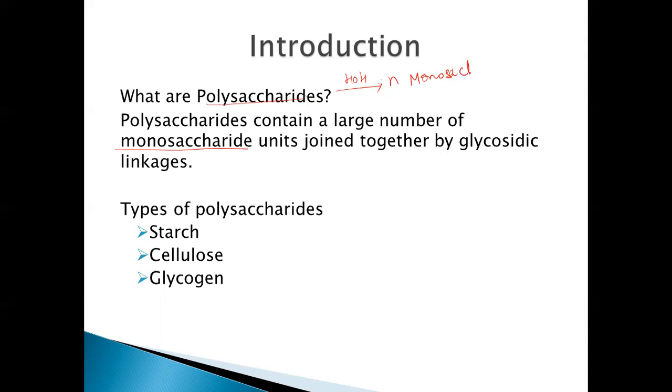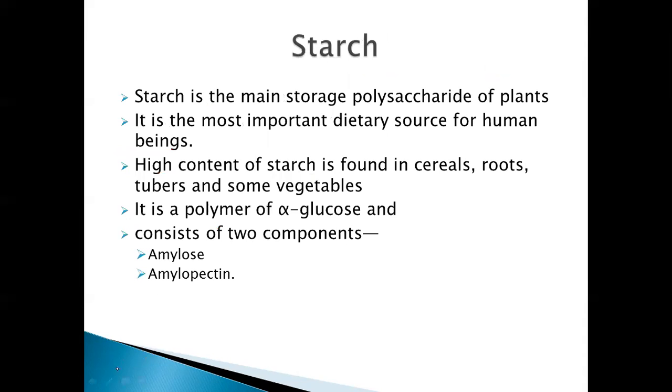That means in these polysaccharides, the monosaccharide units are connected by means of an oxide linkage, also called a glycosidic linkage, by the removal of a water molecule. So a polysaccharide is a carbohydrate containing a large number of monosaccharide units connected by glycosidic linkages, or oxide linkages, by the removal of water molecules. We'll study starch, cellulose and glycogen in these polysaccharides.